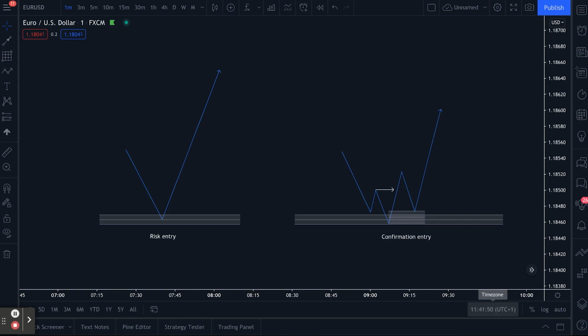Now, if we can then see that we are forming lower lows and lower highs coming into the buy zone, what we would do on a confirmation entry is wait for a new higher high on those low time frames, so a bullish break of structure, and then we are looking to buy on the pullback.